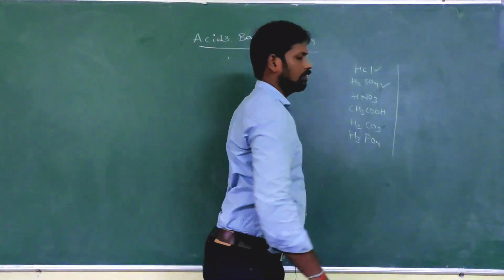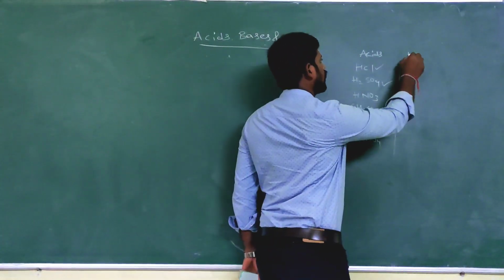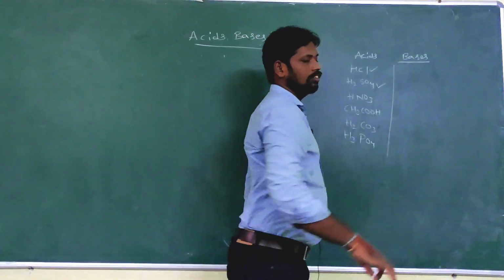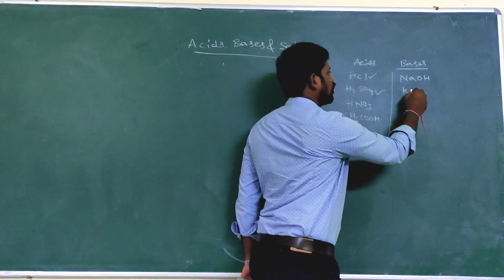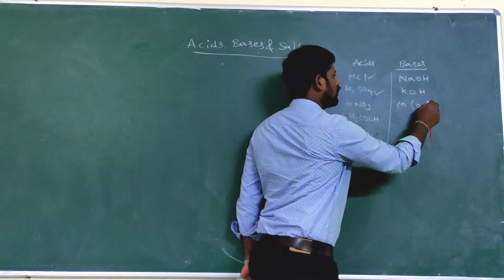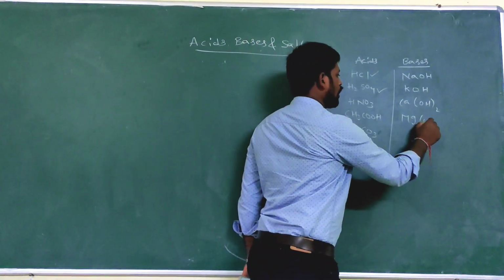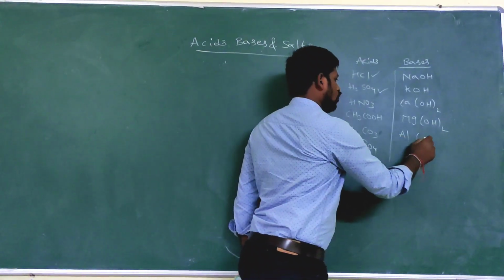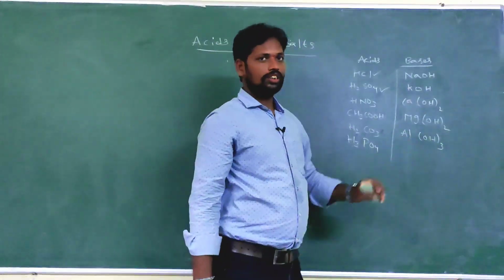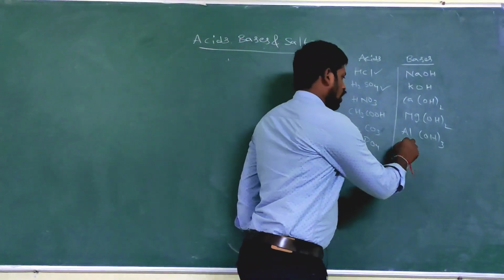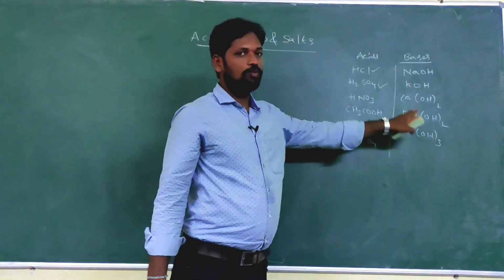Now some bases you have to discuss. Bases: NaOH, sodium hydroxide, potassium hydroxide, calcium hydroxide, magnesium dihydroxide, Al(OH)3, aluminum trihydroxide, and this type of OH group is present in all our bases. These are some examples of acids and some examples of bases.